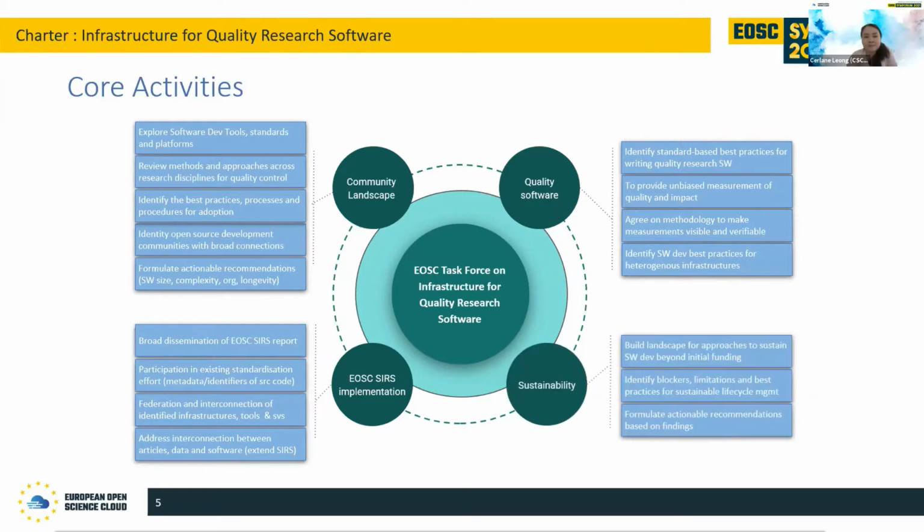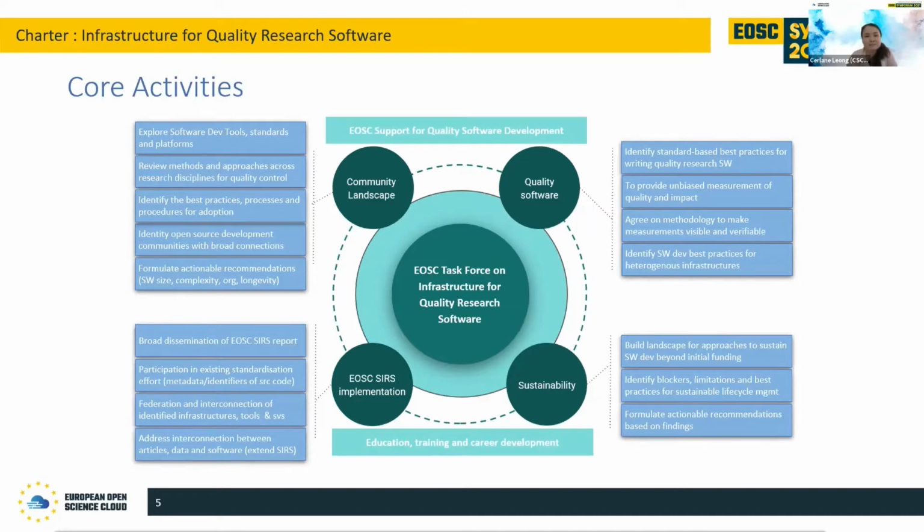Next, please. And finally, the last core activity is that we would like to ensure that the software could be sustained when the funding runs out, and that we have processes and best practices so that we can help the software developers to ensure that. So next, please. To do so, of course, we will be providing some EOSC support and also education, training, and career developments. Next, please.